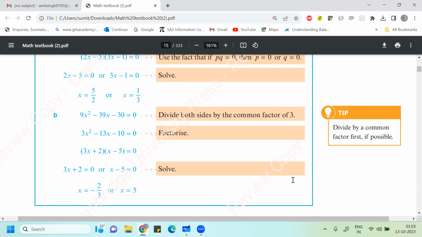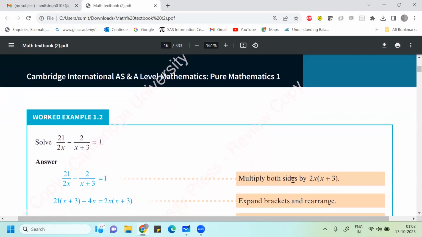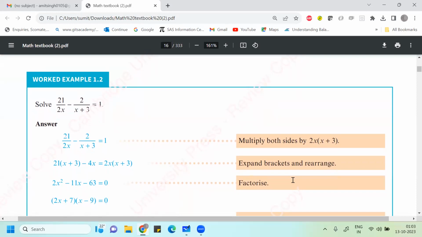You'll get 3x square minus 13x minus 10 is equal to 0. Then you can think about breaking the middle term. While multiplying, you should get minus 30. Minus 30 means minus 15 plus 2, and that will solve your question. Clear, everyone? Again, you can take this as an LCM and you can easily solve these questions. These are very basic questions. Then you can do cross multiply, you'll get the answer.